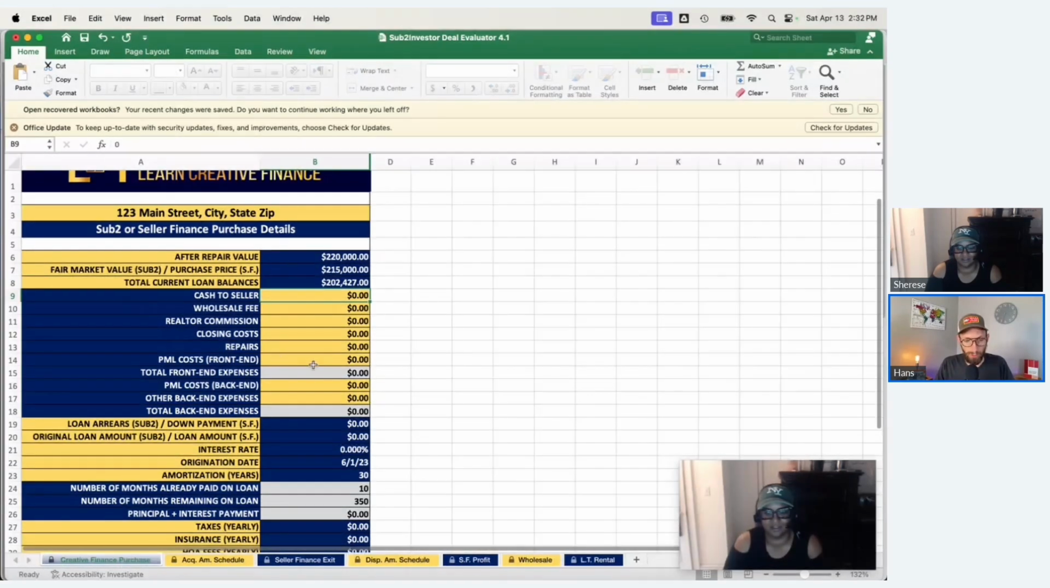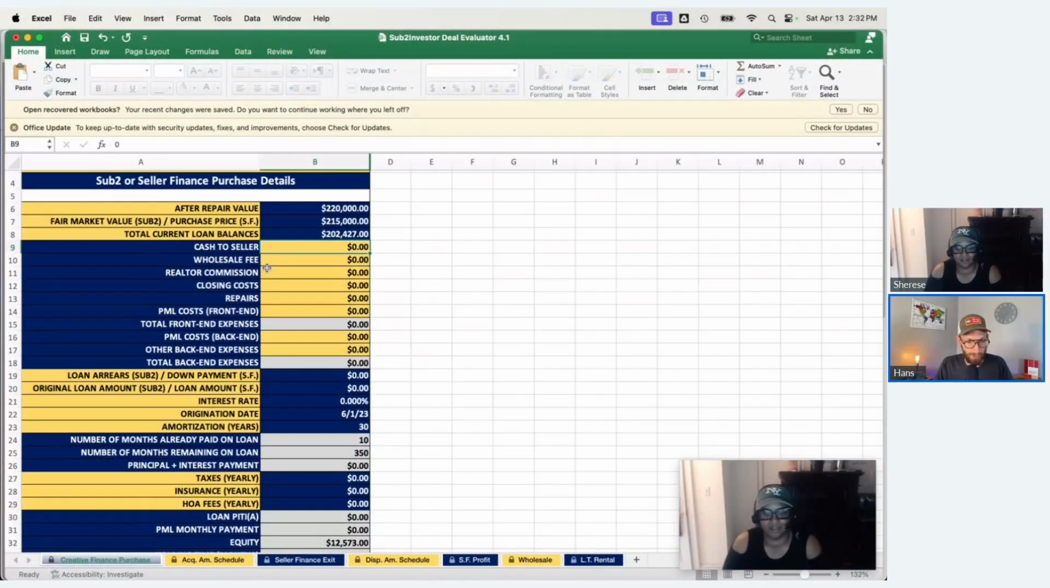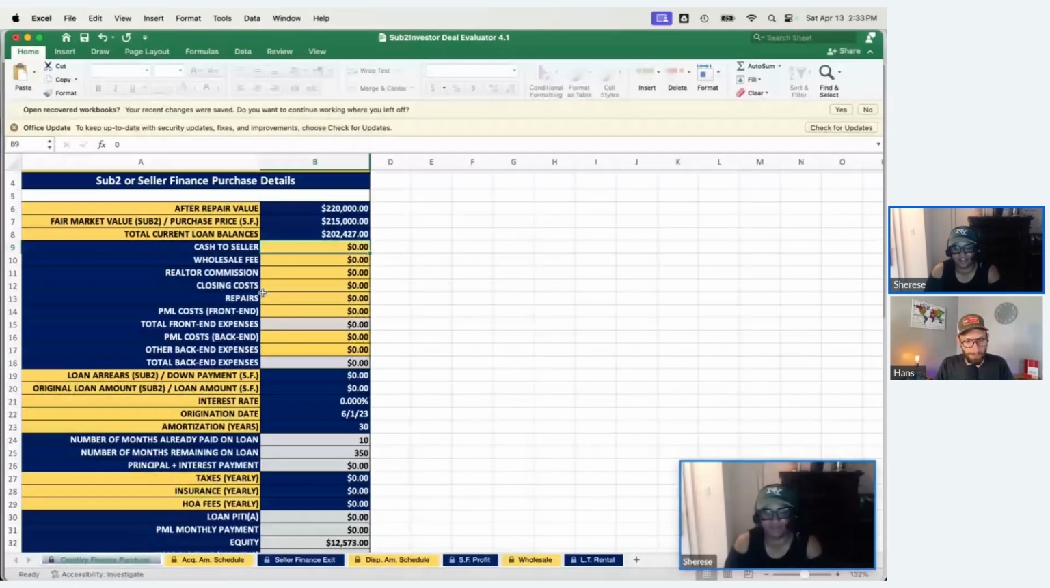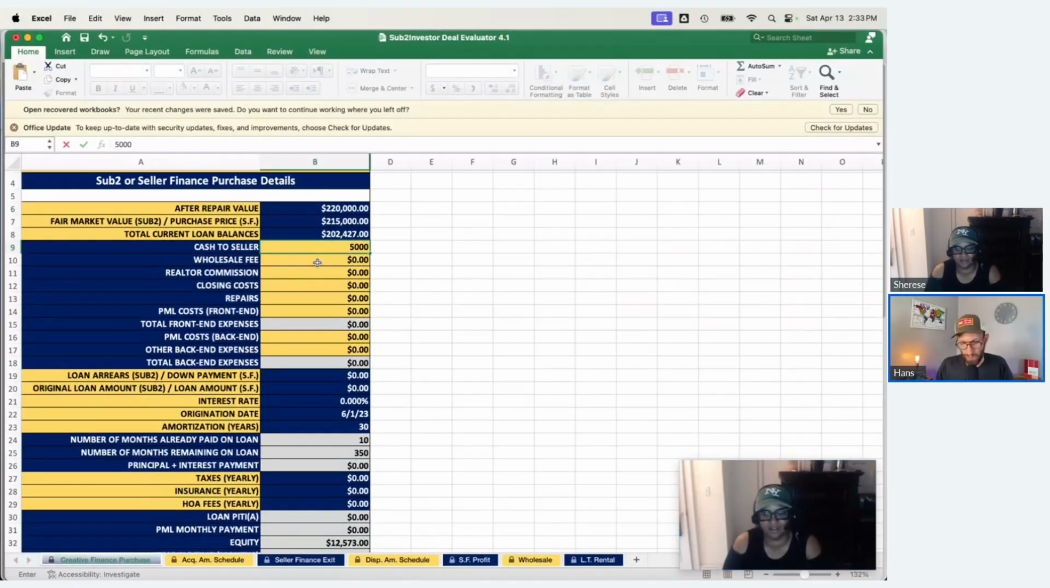So next we go to our upfront and back end cash expenses in these columns right here. Let's pretend we're doing it on the MLS. Great. So in this scenario, cash to seller, what do you want to put here? We'll give 5,000. That's probably pretty typical, especially for a house at this price point with no equity. And that might even be a little generous, honestly.